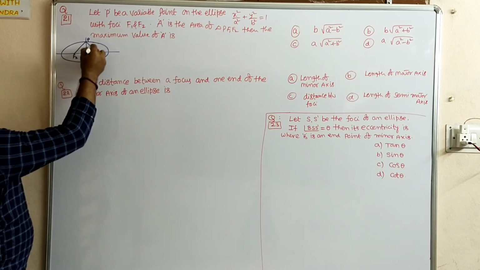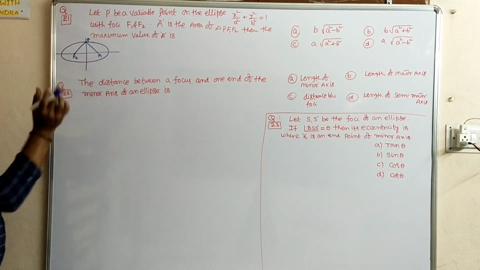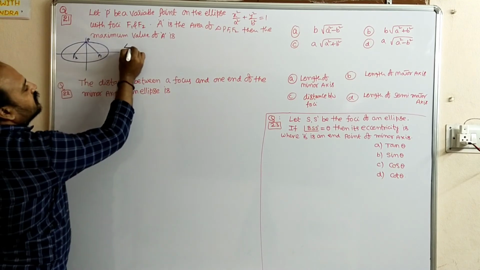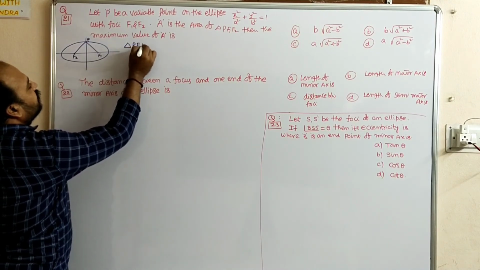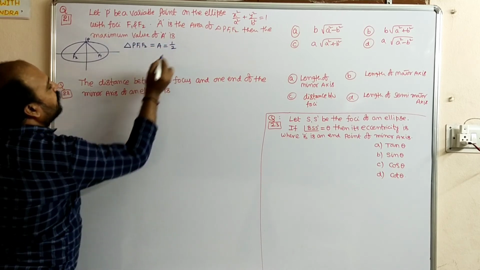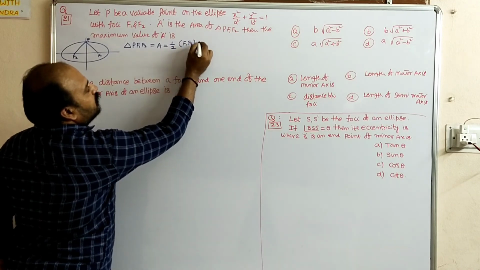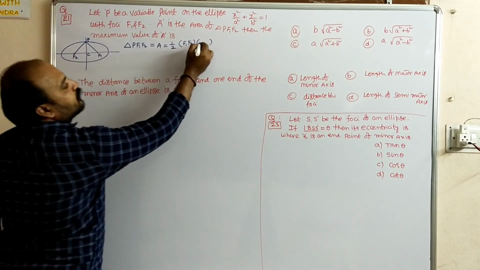The maximum area, where F1 and F2 are the foci. The area of triangle PF1F2, capital A, equal to half into base. Base is what? F1F2, into height. Height means what? This is the center. CP.